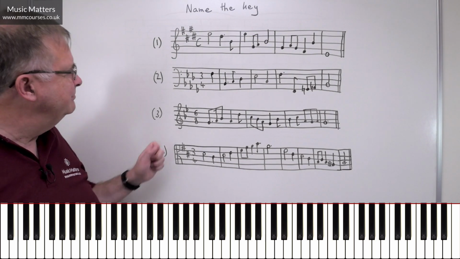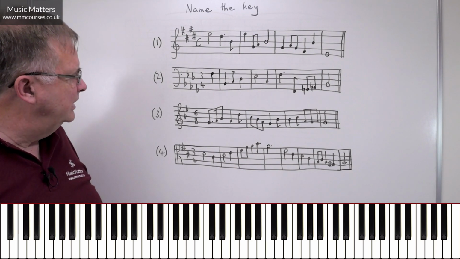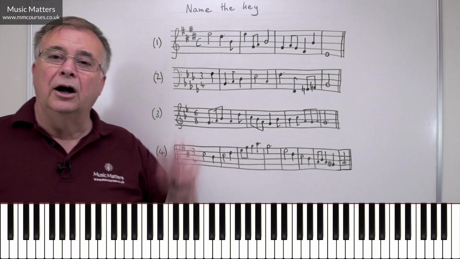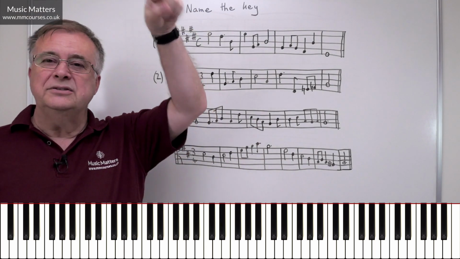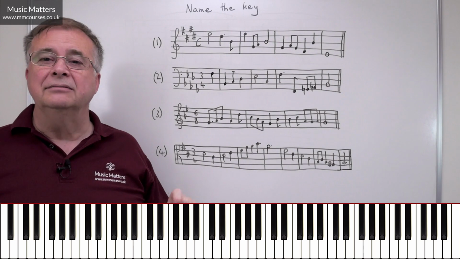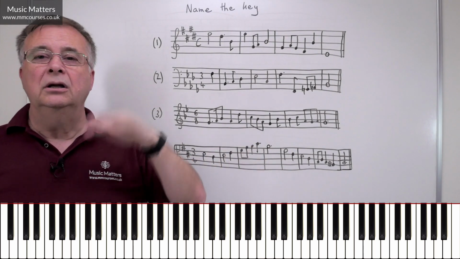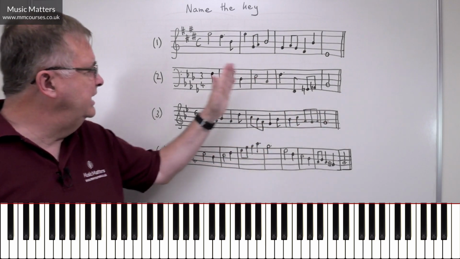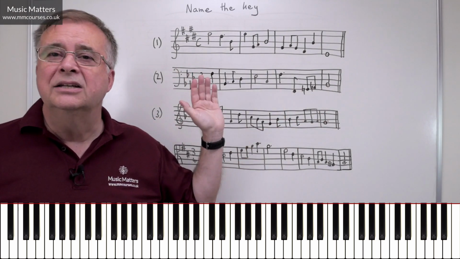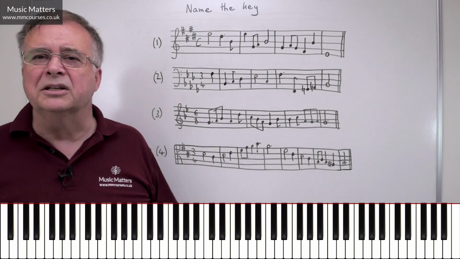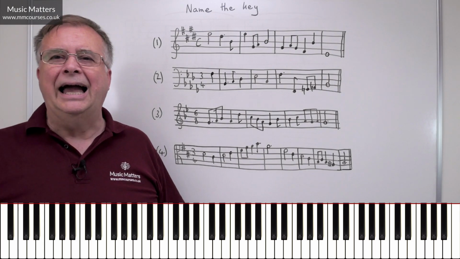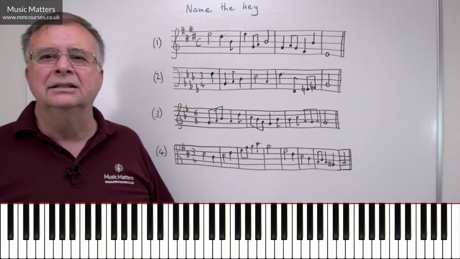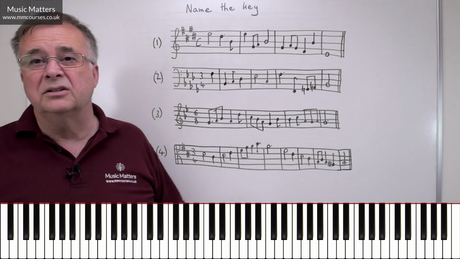Okay, number 3. We've got 2 flats. So let's have a look on the circle of fifths. On the left-hand side, outer ring, first flat's B flat, second flat's E flat. So we're either in B flat major or we're in G minor. Well, I'm looking through, I don't see any accidentals anywhere, do I? So I'm already thinking, must be in B flat major. However, before you commit to that, I've set a little trap, because I'm like that.